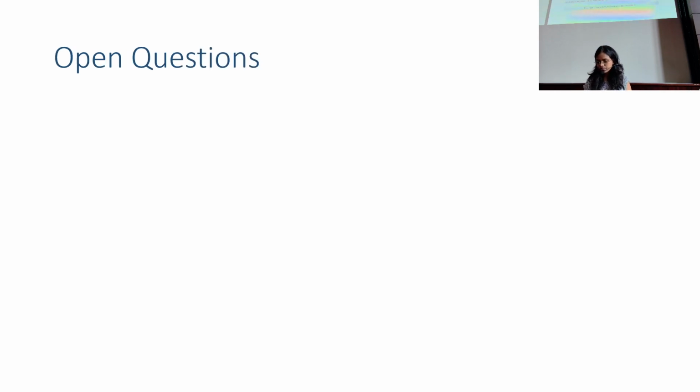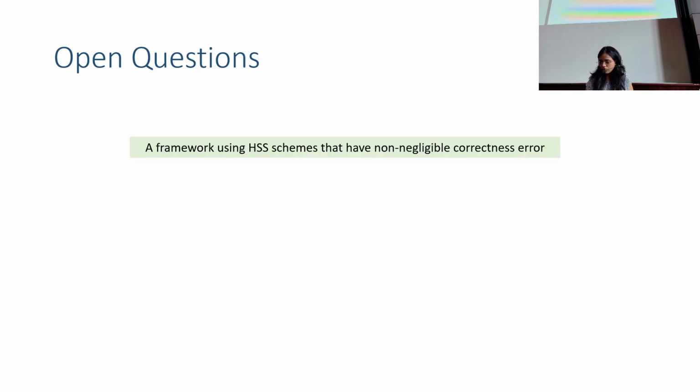Okay, so I'll conclude with a couple of open questions. The first and the biggest open question is, can we upgrade this framework to also be able to use semi-honest HSS schemes that have a non-negligible correctness error? As I had mentioned earlier, our framework currently necessarily requires the semi-honest HSS scheme that we start with to have at most a negligible correctness error, but it would be interesting to see if there's a way to upgrade this framework.